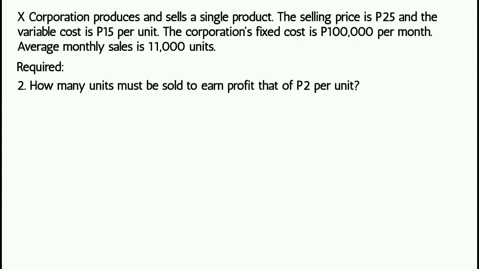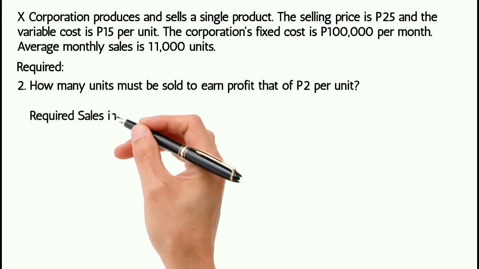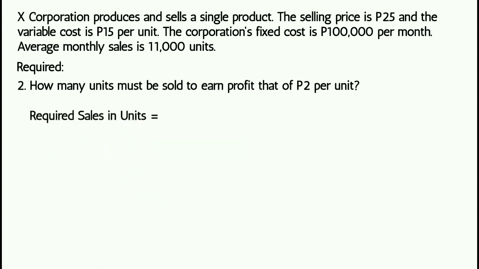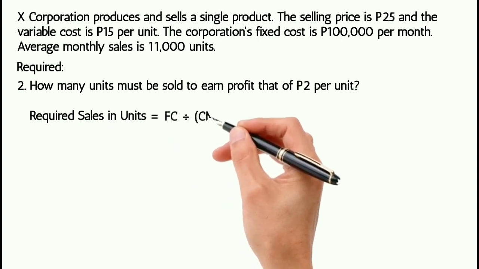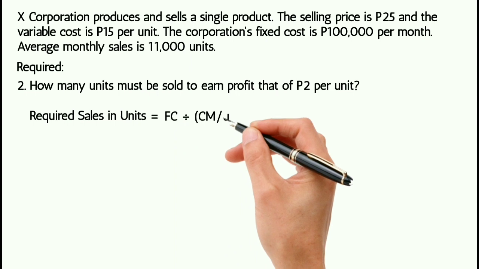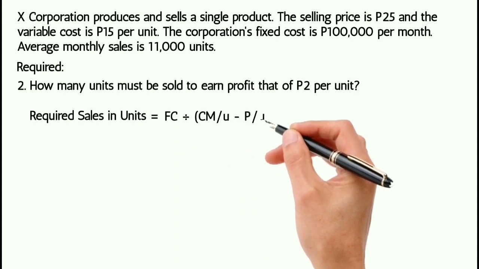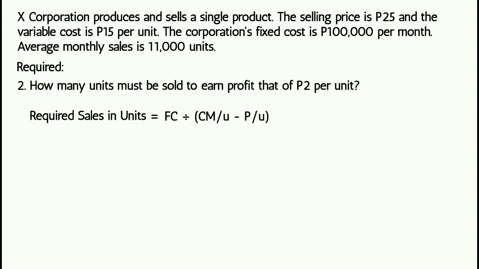Next, requirement number 2, how many units must be sold to earn profit of 2 pesos per unit? That means, ang hinahanap dito sa requirement number 2 ay required sales in units with desired profit of 2 pesos per unit. And the formula for that is fixed cost divided by contribution margin per unit minus profit per unit.